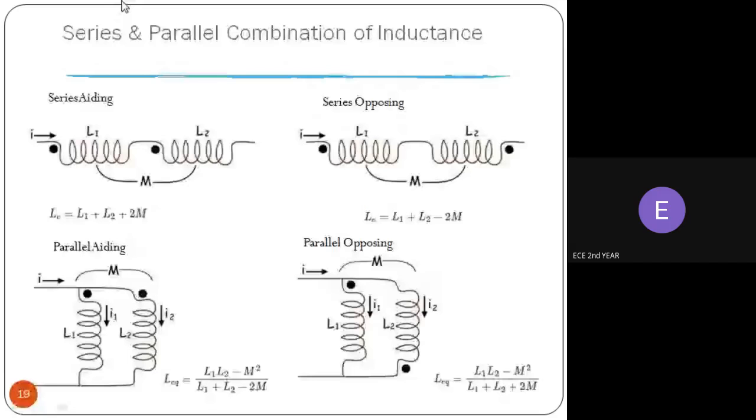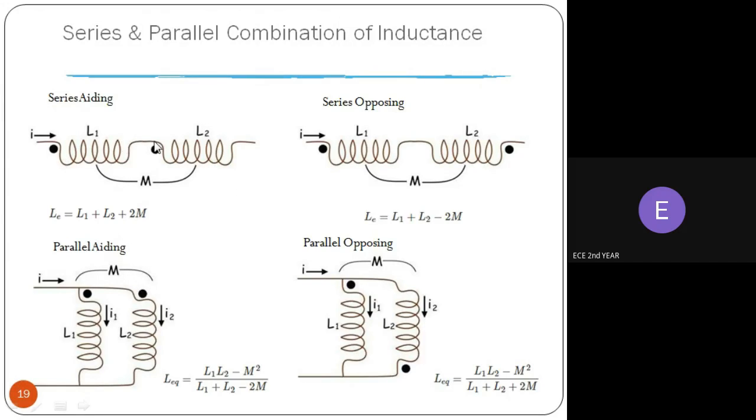Next, series and parallel combination of inductance. Here inductance can be connected in 4 ways. Two inductances L1 and L2 can be connected in 4 different ways, called series aiding, series opposing, parallel aiding, and parallel opposing. The dot is indicated to calculate the mutual inductance, the mutual inductance value between L1 and L2.